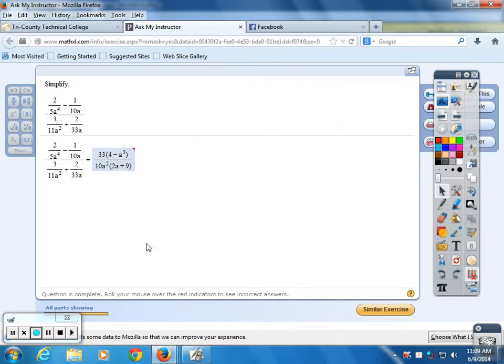They factored out. That's their final answer. How did they get 2a plus 9? Well, we must have something wrong. Let's go look.